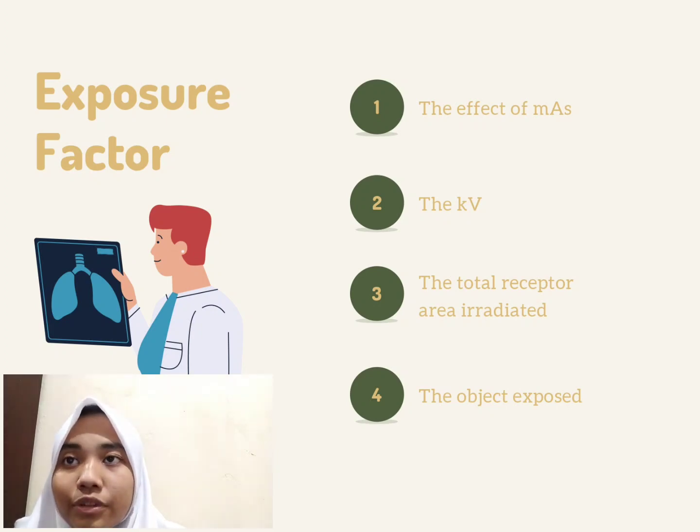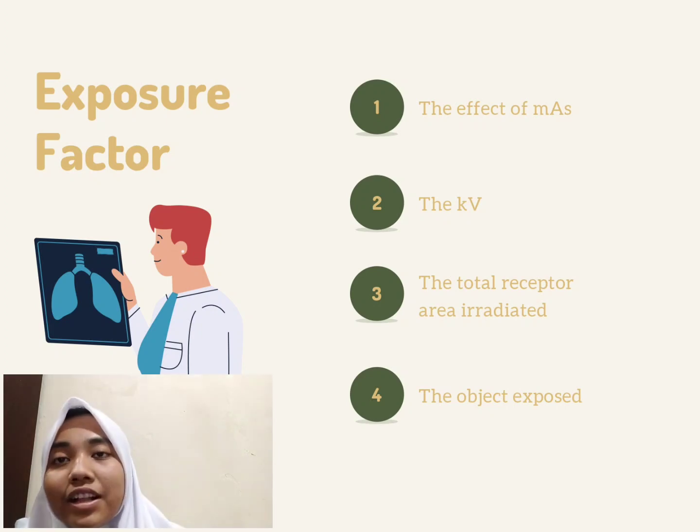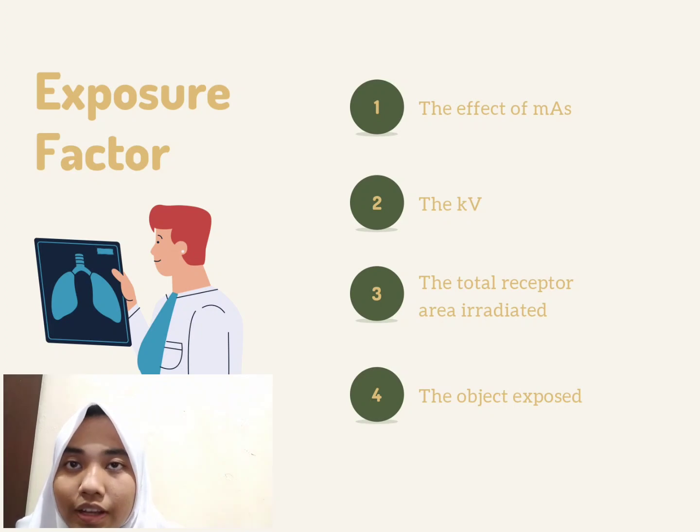It is a value that is calculated from the effect of milliampere second, the kV, the total receptor area irradiated, and the object exposed, such as air, metal implants, and patient anatomy. Milliampere, the time of exposure, and kilovoltage can cause density increase. The density of a radiograph refers to the degree or gradation of the blackening of the radiograph.